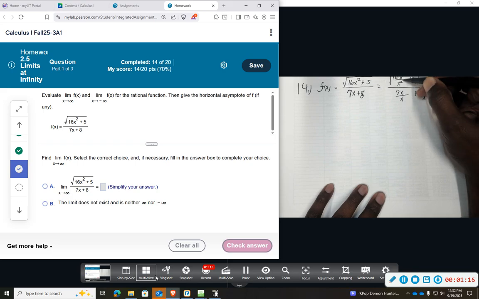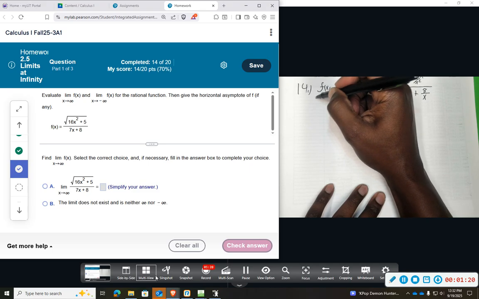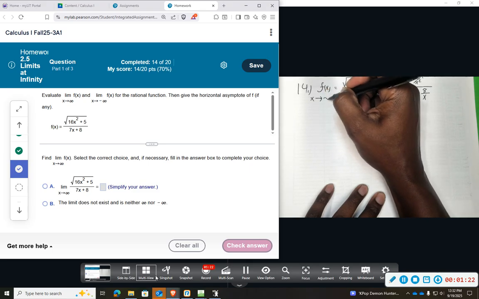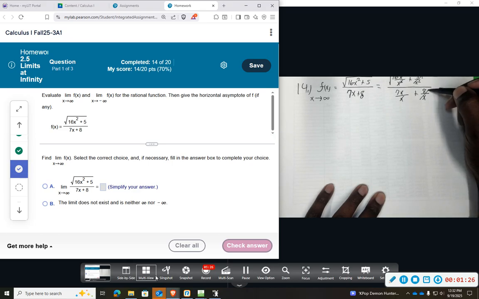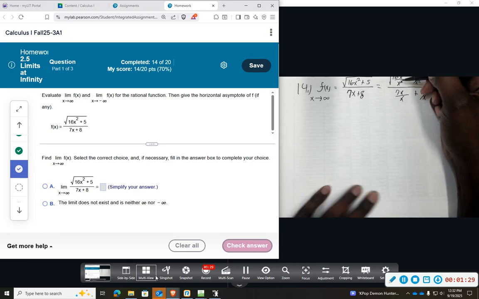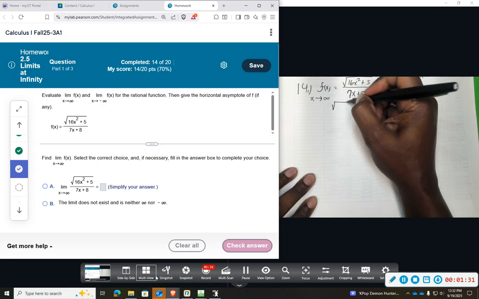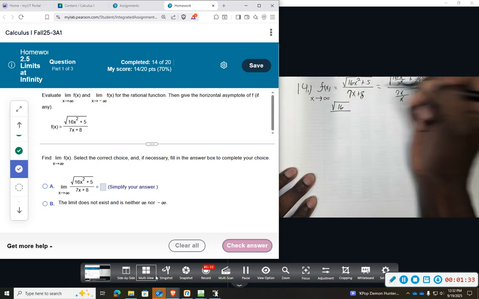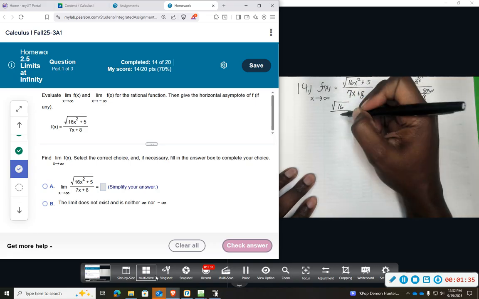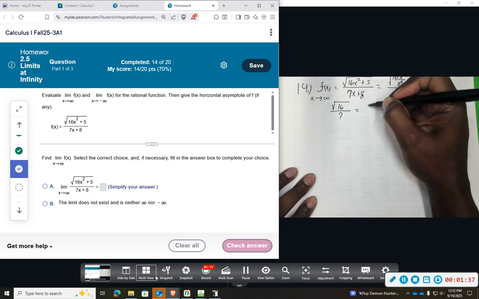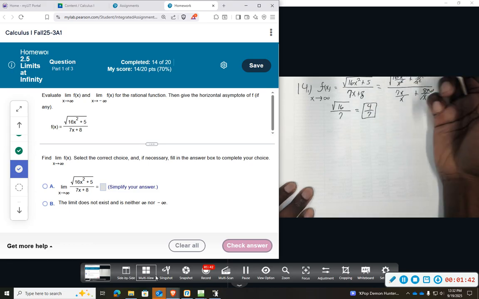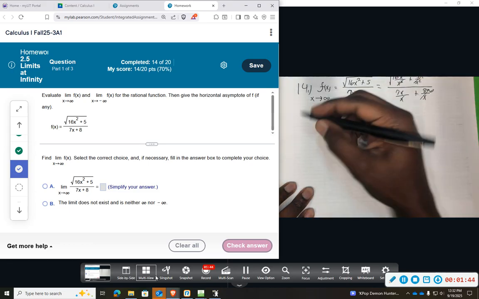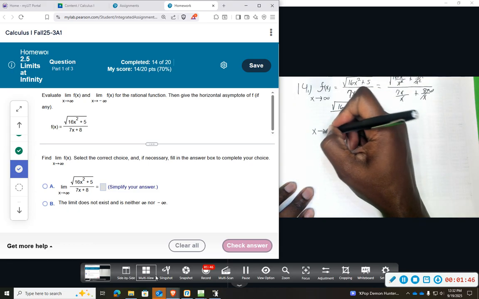These will divide out. This will go to 0 as x gets really big, going to infinity. These will divide out, and this will go toward 0. So that will leave us with the square root of 16 on the top and 7 on the bottom, which will give us 4 over 7.